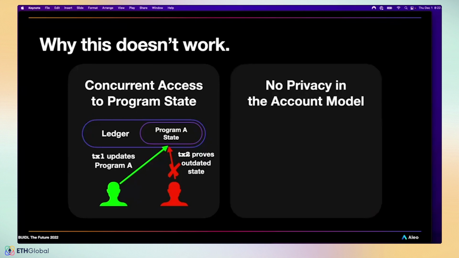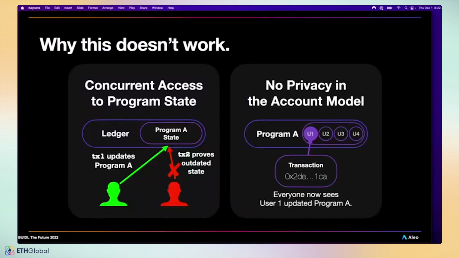So, and then another problem here is that we don't have privacy. Because you're still sending the address of the accounts that you're indexing in the clear, everyone can still see your access pattern. So even though I don't know what your data is, I know when you interact with this program, and I can infer things about your behavior. So this model doesn't work.